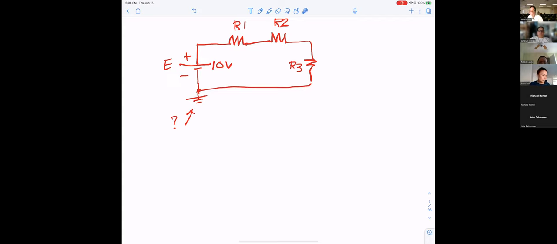The symbol. Negative? Ground? Come on. Common ground? Okay. Yeah, it must be. Like you see on your car battery, the black one, that's a ground. Okay? The black one. That's a common.